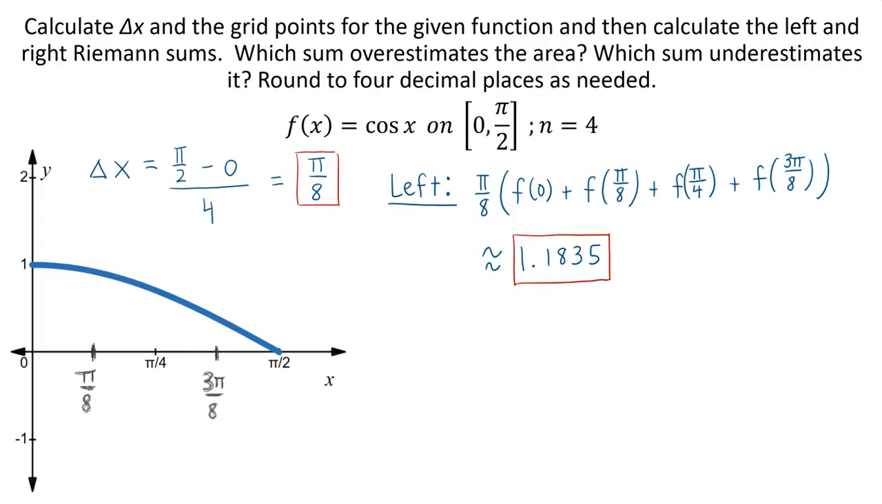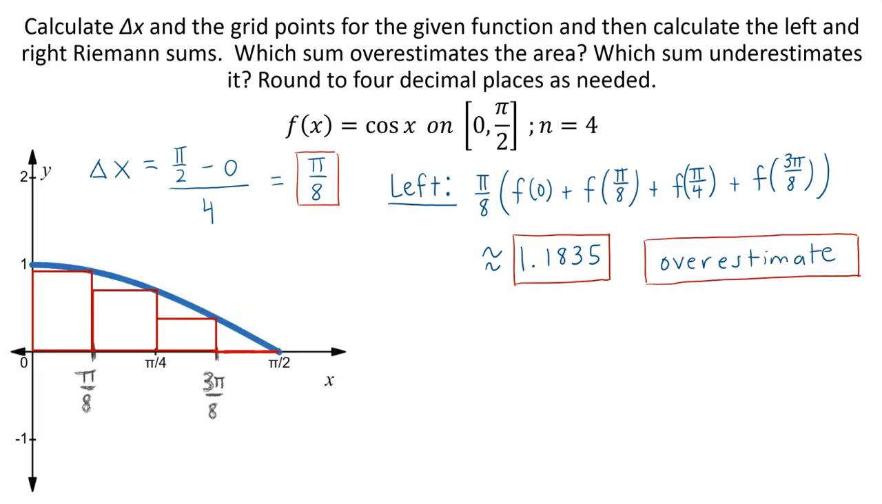And the next question is, is that an overestimate or an underestimate of the actual area underneath this curve? And as we can see, the left sum is an overestimate on this function because the function is decreasing on our interval. Using a left Riemann sum on a decreasing interval will always give us an overestimate because we're including area in our calculation that is not below the curve, as you can see here.